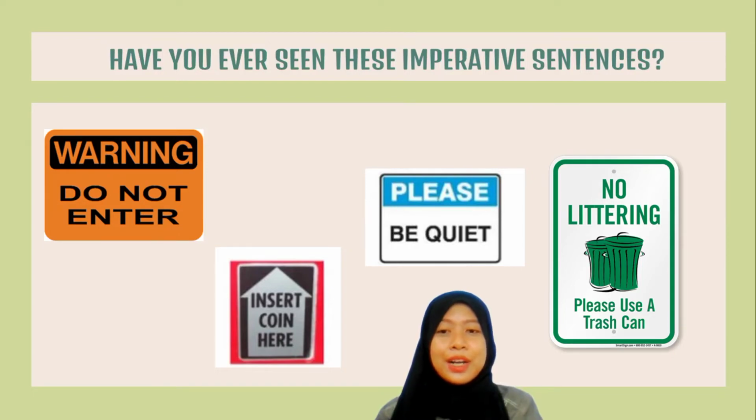Alright, let's take a look at these pictures, everyone. You might have been familiar with these. Maybe you have seen them somewhere. And yes, they all are the examples of imperative sentences, but each of them have a different function. Alright, let's talk about it one by one. Kita akan bahas satu persatu ya nanti.